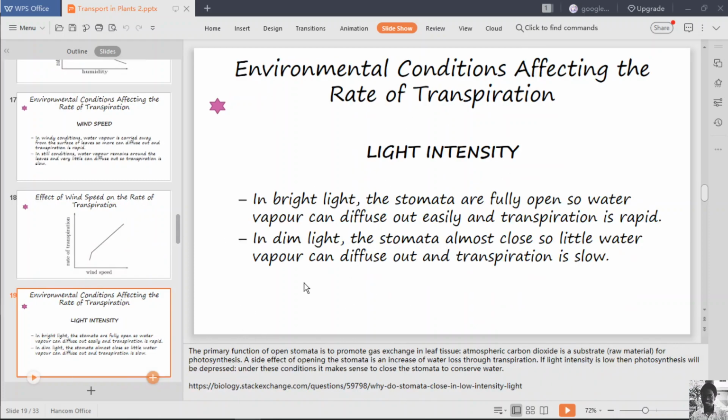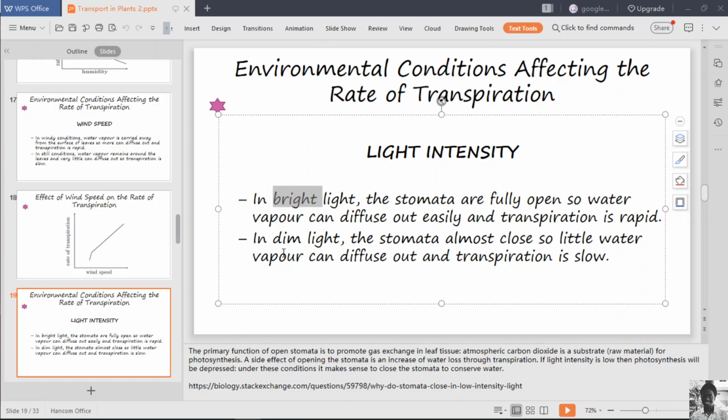Right? Now, the last environmental condition affecting the rate of transpiration is light intensity. When we are talking about the intensity of light, we are talking about the brightness of light, or how bright or how dim light is, or how bright or dark. Dim is synonymous to dark. So bright light, high light intensity. Dim light, low light intensity. So we'd have high light intensity generally during the day and low light intensity generally at night.